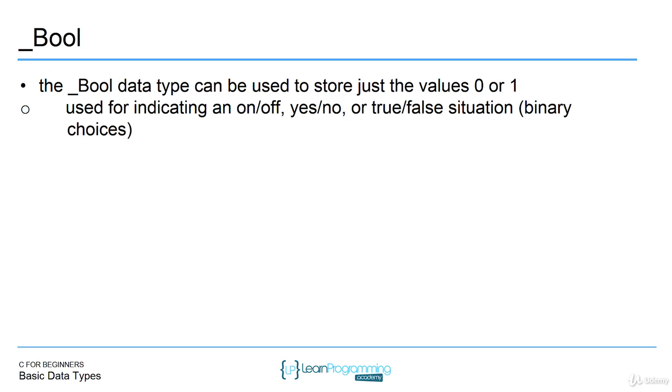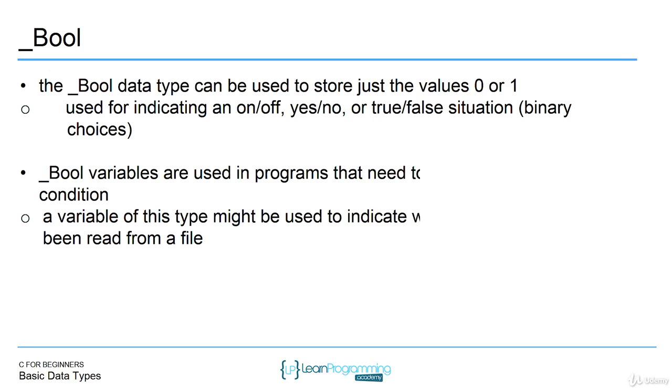Underscore bool. This is a data type that can be used to store just the values 0 and 1. You'll often hear this term Boolean expression. In bool, it all means true or false. It's a yes or no, 0 or 1. So it's indicated for binary choices, essentially. And we're going to talk a lot about Booleans and Boolean expressions when we talk about decision statements. Boolean variables are used in programs that need to indicate a Boolean condition, a true or false type of answer.